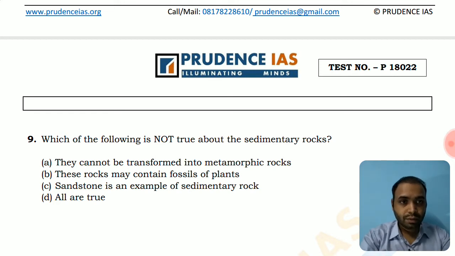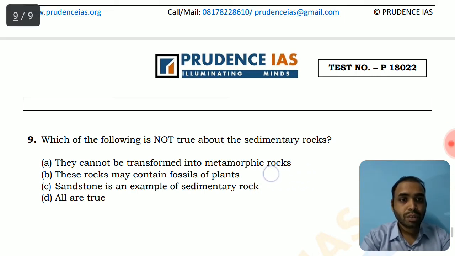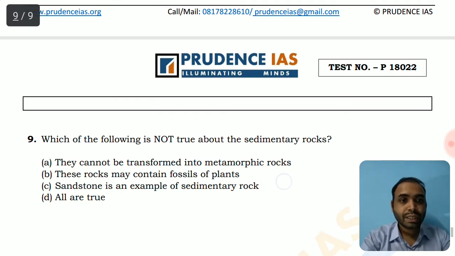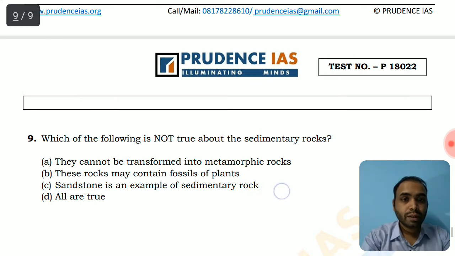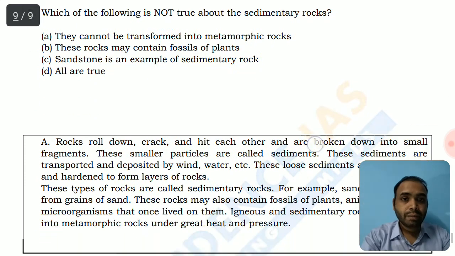So let's read these things about sedimentary rocks. They cannot be transformed into metamorphic rock. This is incorrect, because limestone, which is a sedimentary rock, is being transformed into marble by metamorphic transformations. So the first option is not correct. These rocks may contain fossils of plants, because these are sedimentary rocks, so they obviously are going to contain fossils of not only plants but of animals also. Sandstone is an example of sedimentary rock. This is also correct. The first one is not correct, so the option which is not correct is A.